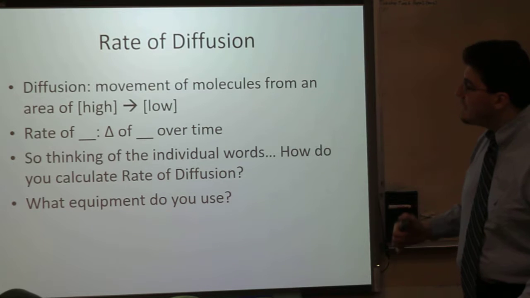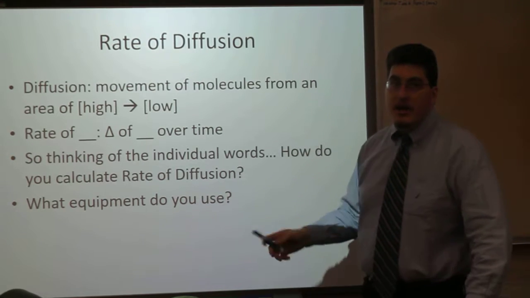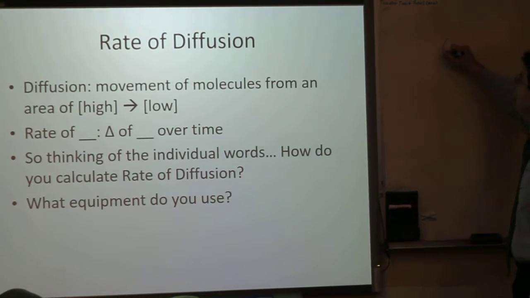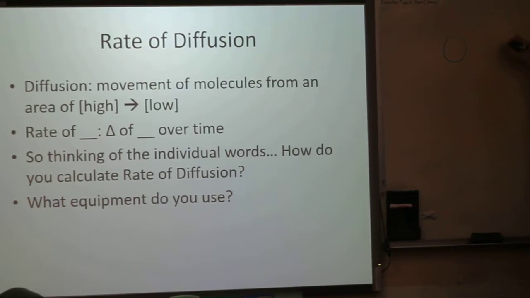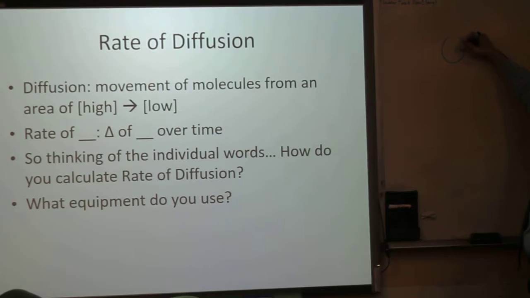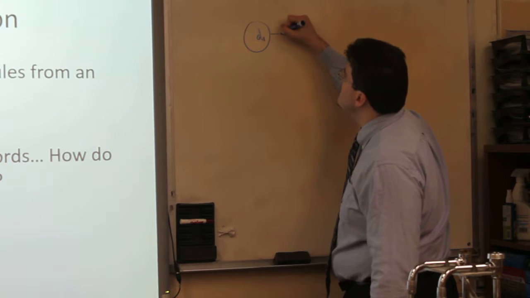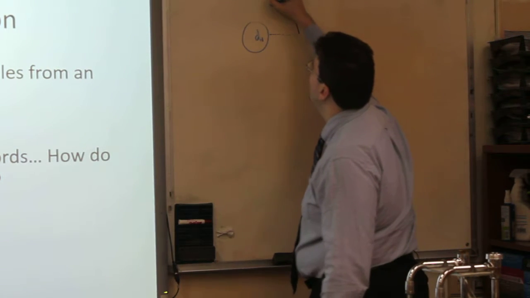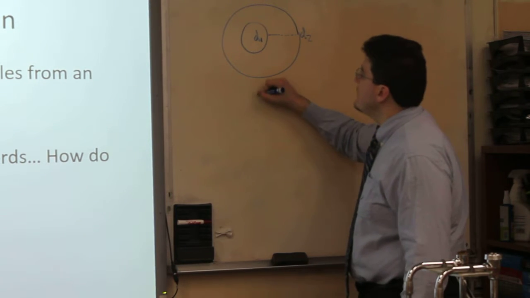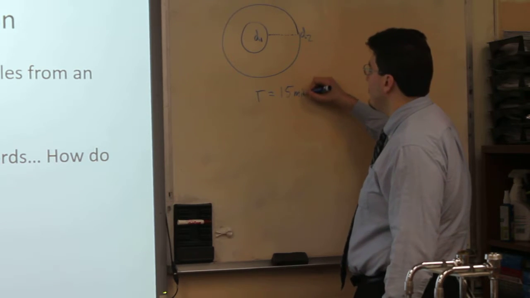How long did it take and how far did it travel? Calculating that, you can determine the change over time, change in distance. You take the initial distance, you take the starting. This is your distance 1. And then if you're measuring diffusion over time, that would be your distance 2, and your total time would be 15 minutes.